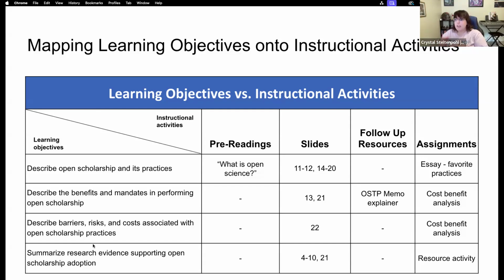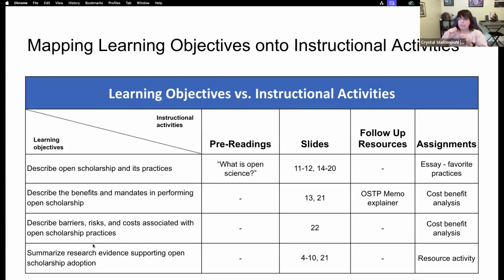If I choose to have a pre-reading, maybe I have an article that I like called What is Open Science. Maybe I give that out to the trainees ahead of time and say, if you have time before the training, please give this a read. That is an instructional activity. It's technically happening before your training even starts, but it hopefully helps them to be able to describe what open scholarship is and what its practices are.